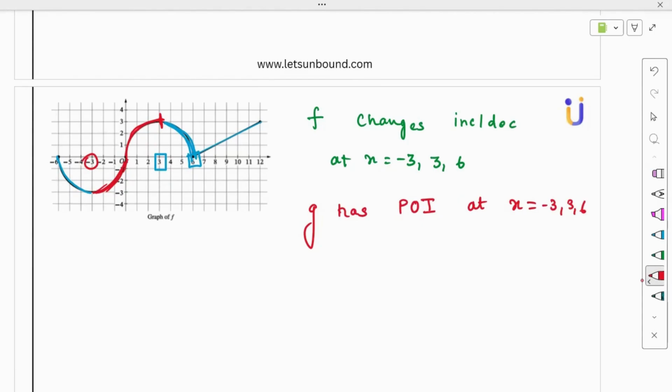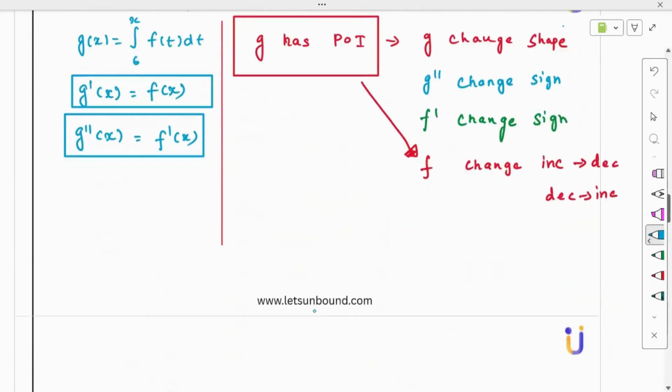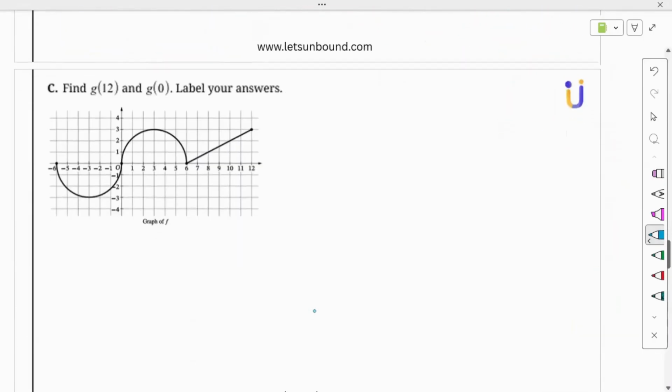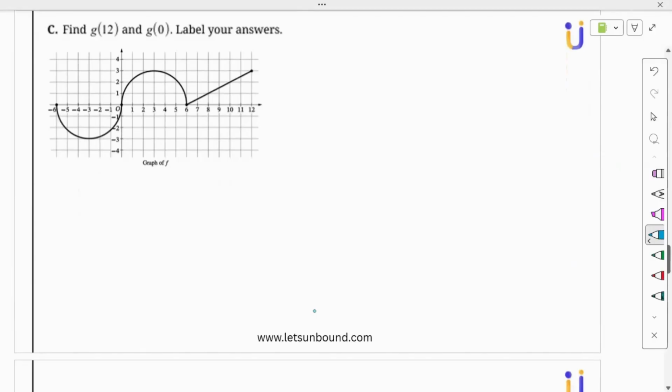This is a very important strategy and technique that you should know here: how we relate G and F. All you have is the F graph, so we completely depend on this. I hope this is clear to you. Now, we are moving to part C. Find G of 12 and G of 0. Label your answer.